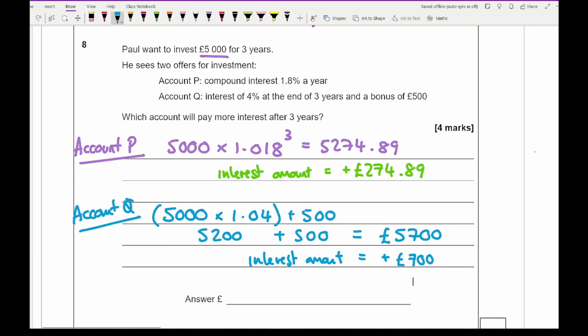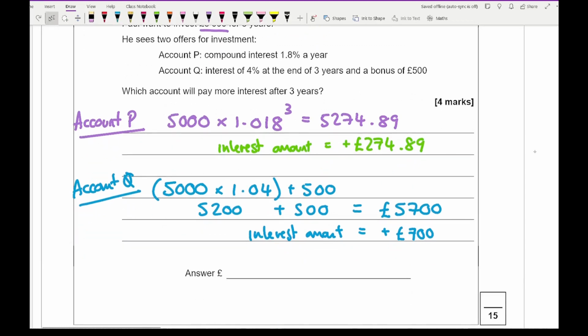So the question is asking which account will pay more interest after 3 years. Well, it's going to be account Q. And that's going to be by 700 minus 274.89. It's going to be quite a huge amount actually, by £425.11.